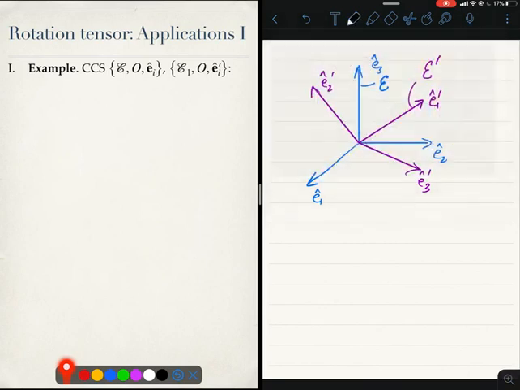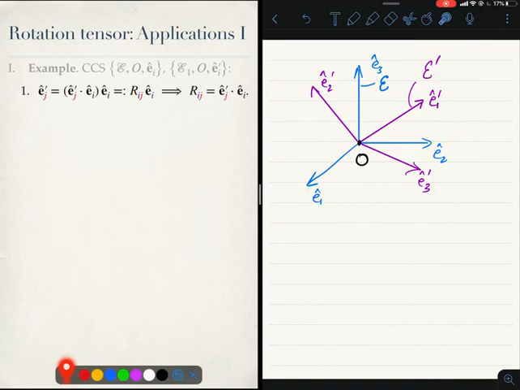Both these coordinate systems have the same origin. It doesn't really matter what the origin is; for convenience, I am just taking it to be the same origin. So the fundamental question is, how do I relate this coordinate system to that one? One way to do that is to try and relate these unit vectors of E prime to the unit vectors of E.